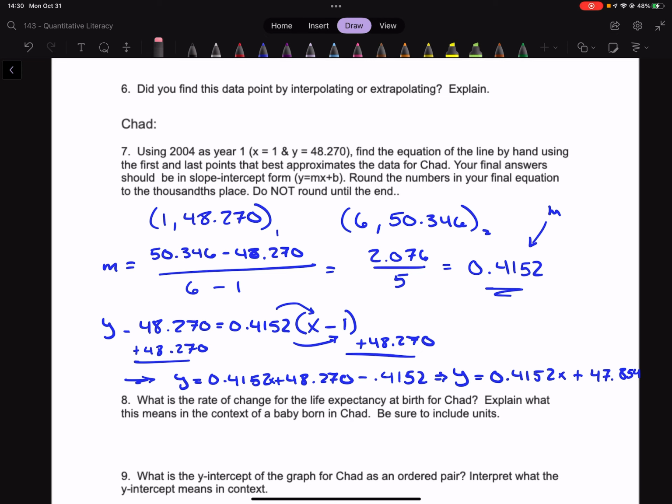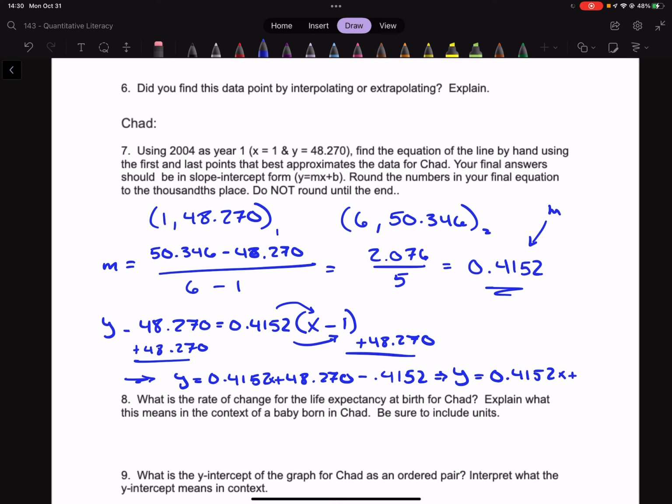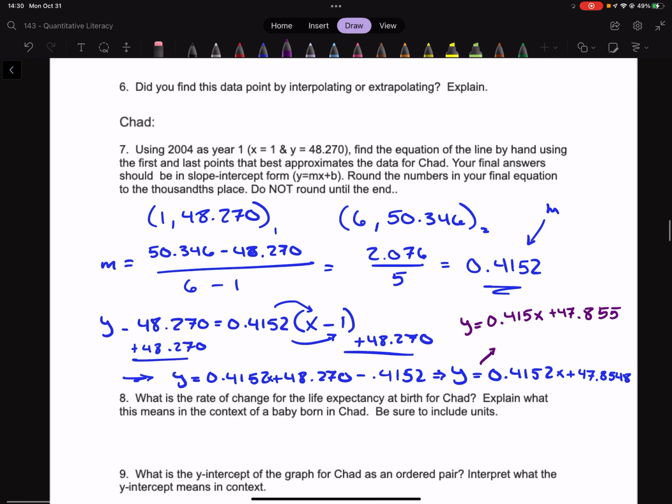47.854. Hold up. Kind of running off the page here. And they want it in thousandths. So 47.8548. Now thousandths though, so we should round to the third decimal place for both of these. So let's get a final one up here. y is equal to 0.415x plus 47.855. And this model is a life expectancy for Chad.